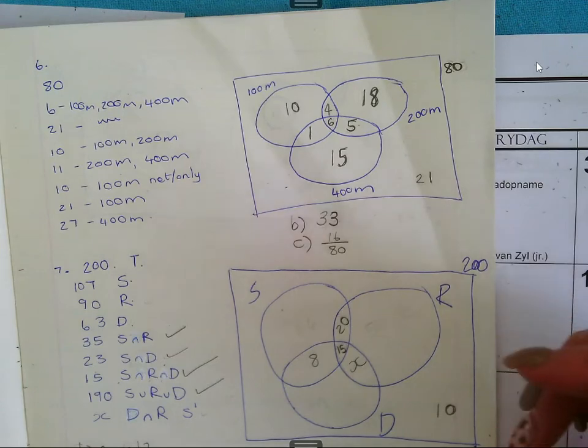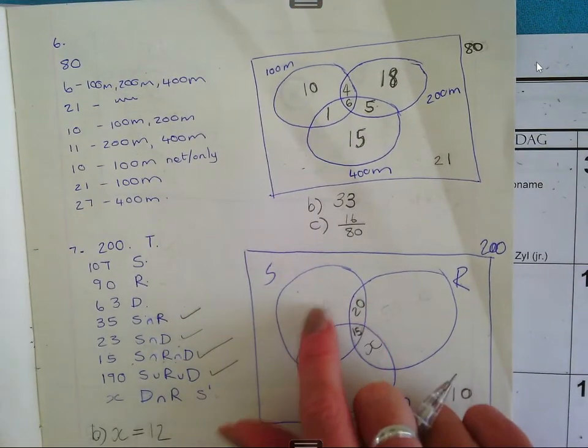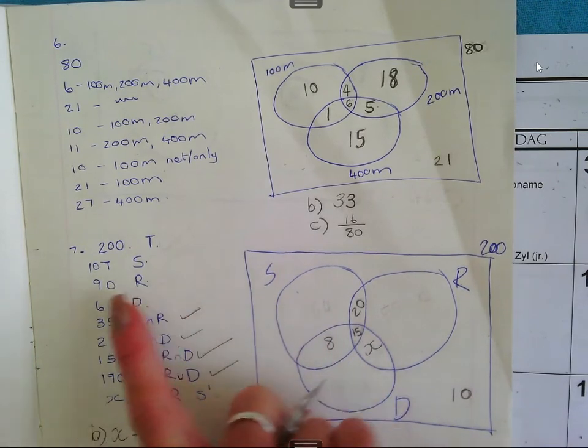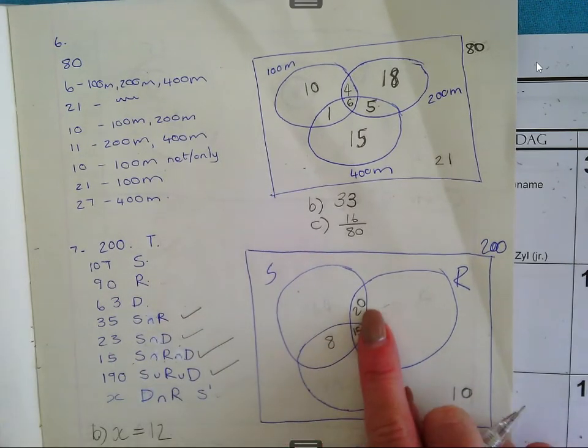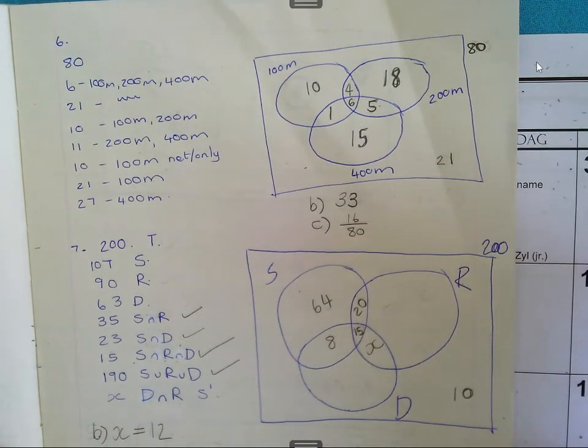Okay, now I go to the outside. For shares, I've got all three, I just need the one. So I'm going to say 107 minus 8 minus 15 minus 20, that gives me 64. Do you agree with that?